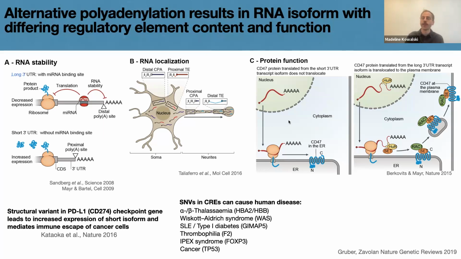And then, as I said, it can also influence protein function directly, and maybe the most prominent example here has been identified for CD47. So here, depending on which 3' UTR is present, the 3' UTR can act as a scaffold and lead the transcript to be translated at a certain place and then have access to be translocated to the cell membrane.